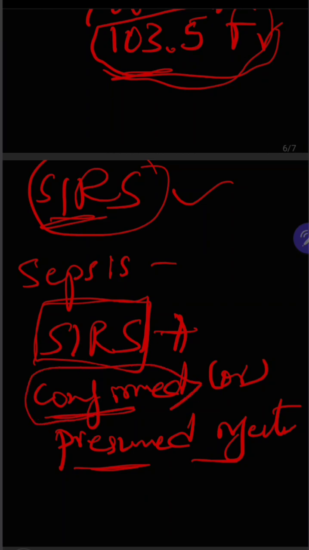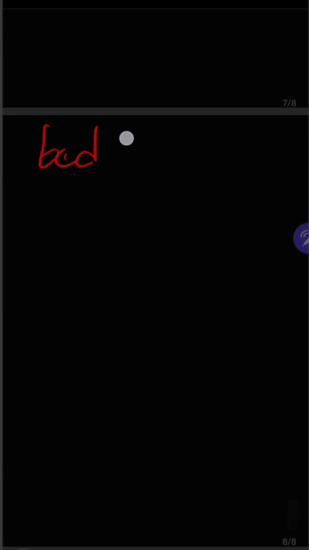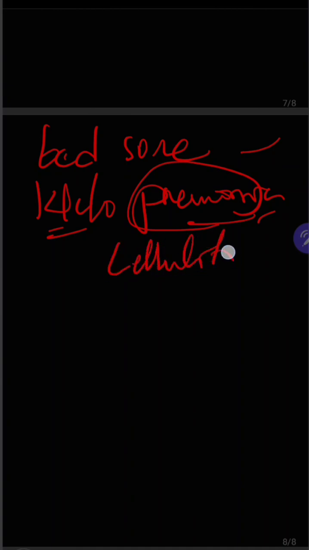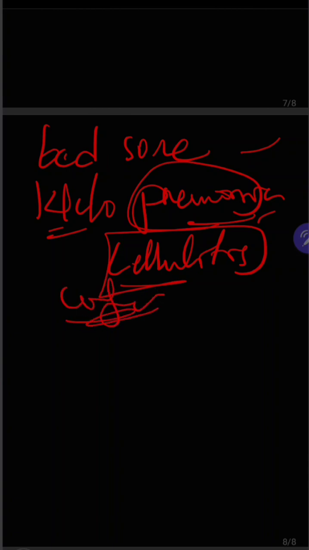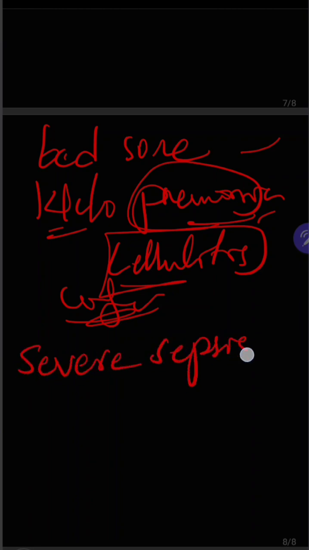A confirmed infection is, for example, the patient has some bed sore, or a known case where maybe he has been treated at other hospitals for pneumonia or any other infection, maybe cellulitis. If you see cellulitis with fever, it is a confirmed infection. So that is sepsis. And then when do you call it severe sepsis? Sepsis we said is SIRS plus confirmed or presumed infection.